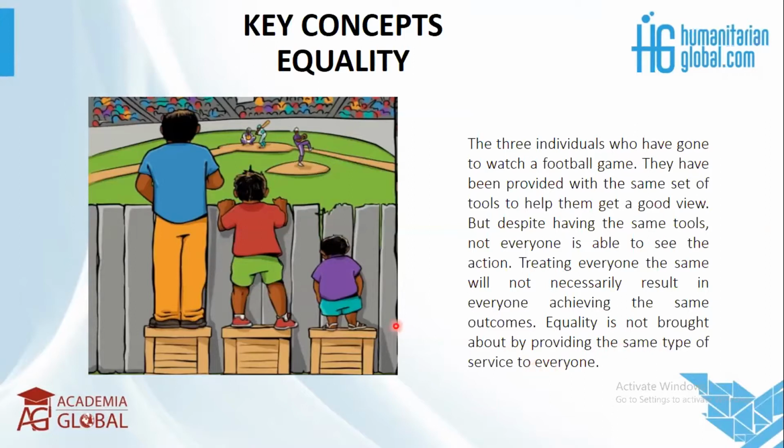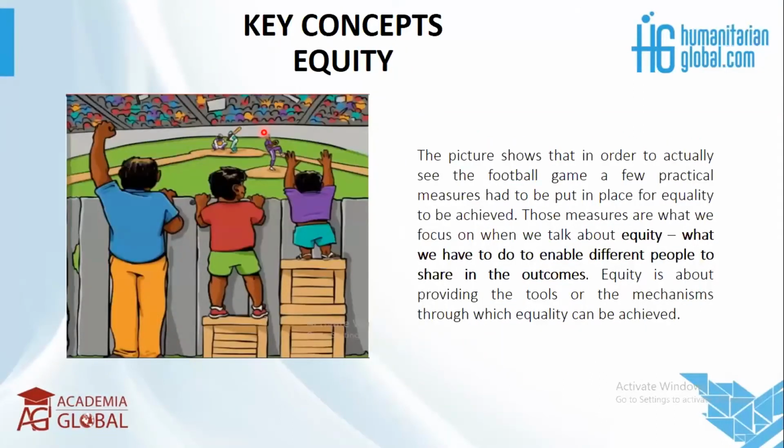So in this picture, we are talking about equality. We have given everyone a tool to be able to view this football match. But you find that not everyone, even though we have provided them with tools, is able to see the football match. So this is just an analogy to understand what we mean when we talk about equality. So let's talk about equity.